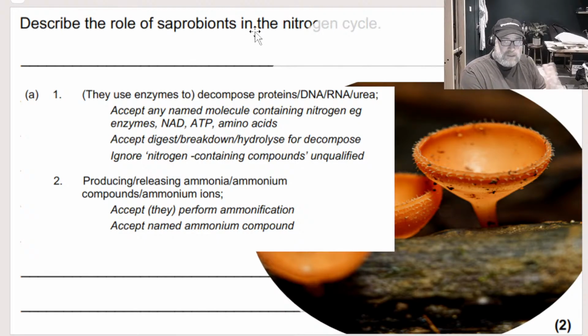So yeah, that's their role. Their role is to get rid of organic matter. If it wasn't for the saprobionts in the nitrogen cycle, there'd be a lot of unused protein and a lot less nitrogen returning to the soil. So it's a cycle, and all of the things play vital roles.